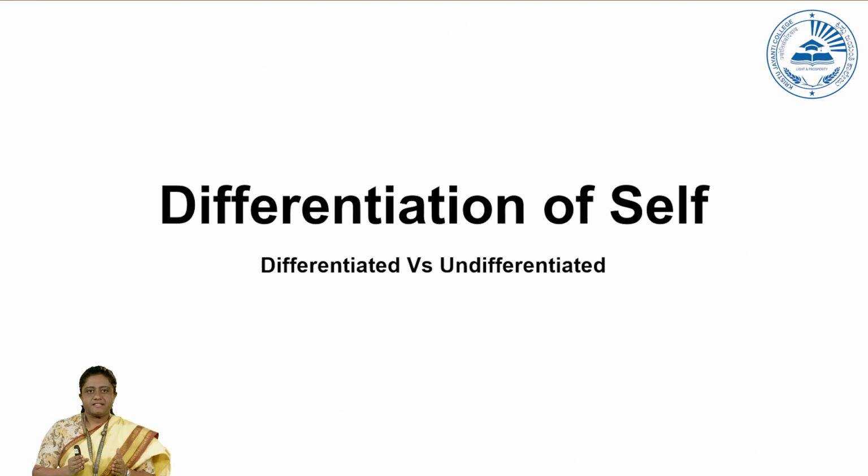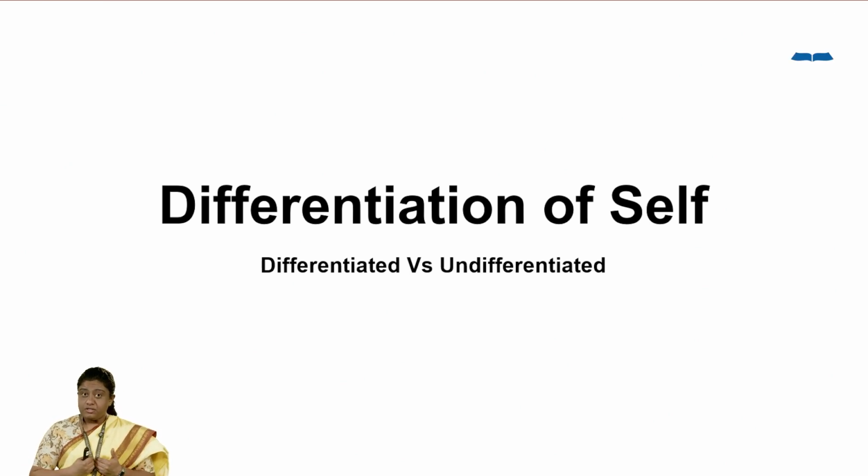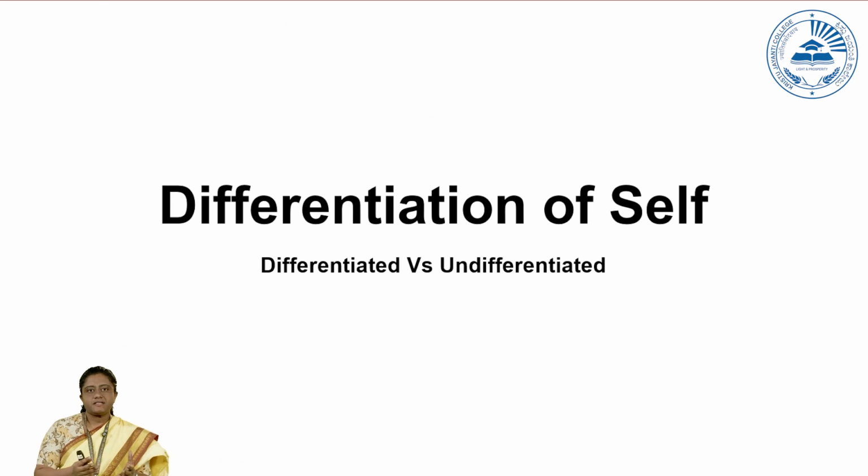Bowen is trying to say that in the process of having individuation and also maintaining a connectedness with other people, we tend to live or interact with our family members and others in different ways. Now, according to him, an individual who is having a higher level of differentiation of self is someone who is able to have a balance between this individuation and togetherness.